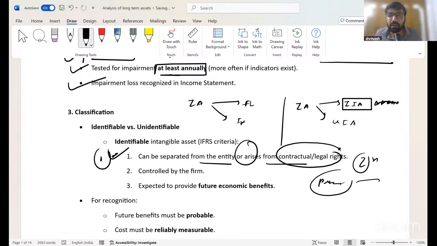Sir, what do you mean by that? Intangible assets are of two types. I'll again repeat: identifiable intangible assets, unidentifiable intangible assets. Identifiable intangible assets, you have to meet certain criteria. The first criteria is what we've studied so far. Sir, what is the second criteria?